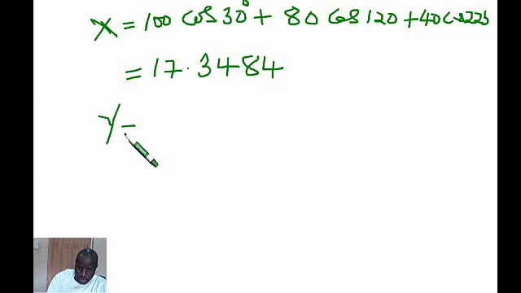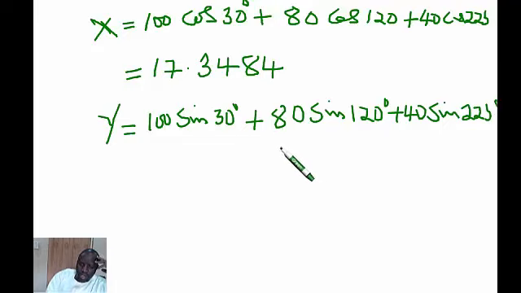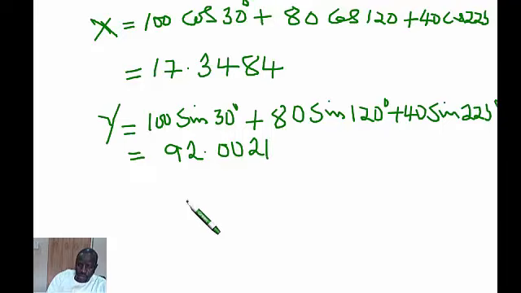Then y is going to be 100 sine 30 degrees plus 80 sine 120 degrees plus 40 sine of 223 degrees. The same thing here, your calculator mode should be in DEG. If you do that correctly and substitute the values, you are going to get 92.0021 to 4 decimal places.